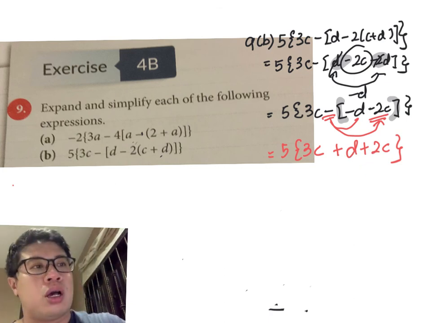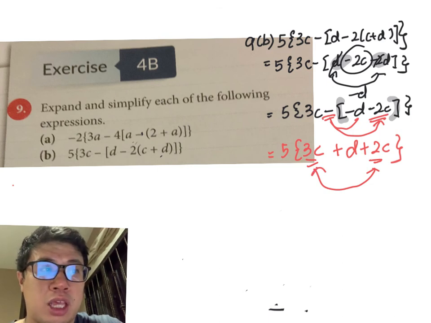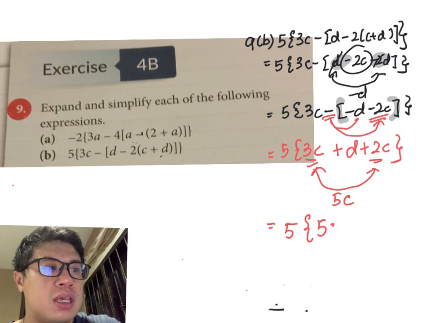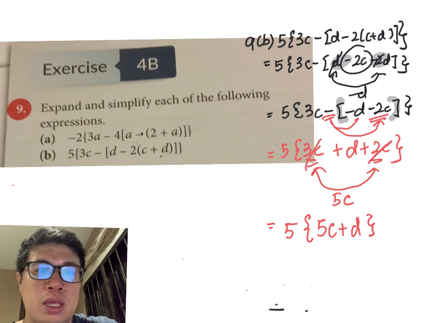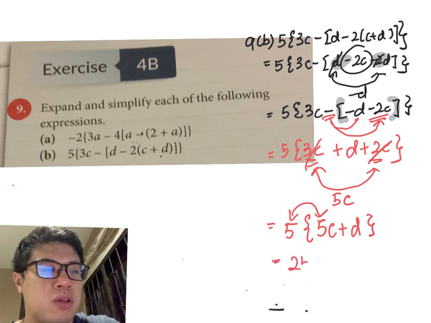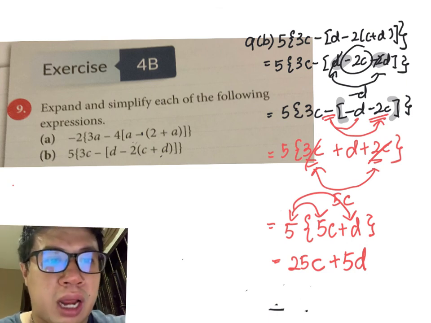So 3c and 2c, these are my like terms. That gives me overall 5c. You can see that I have a total of 5 bracket 5c, these two taken away, plus d. Okay, now finally I'm bringing my 5 from outside. 5 times 5c, that gives me 25c. 5 times d, that gives me 5d. Okay, so this is all for exercise 4b, question 9. Thank you.